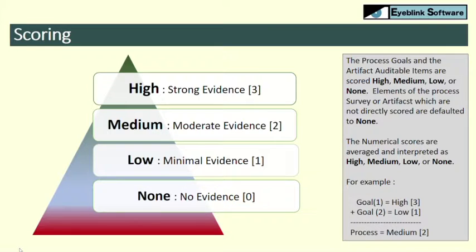within the artifacts supplied. As you can see, the process goals and artifact auditable items are scored and then averaged. For example, if goal 1 is scored as a high, that's a 3. Goal 2 is scored as a low, that's a 1. The resultant score for the process, which would encompass those 2 goals, would be a medium or a 2.